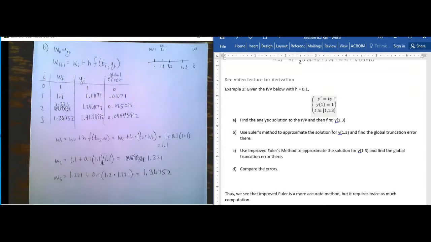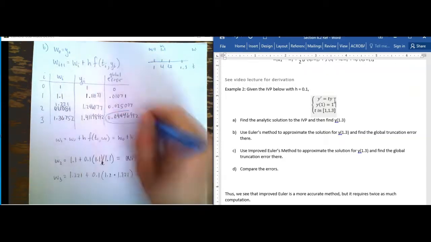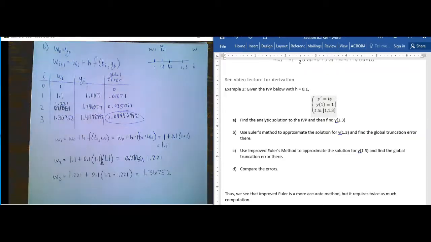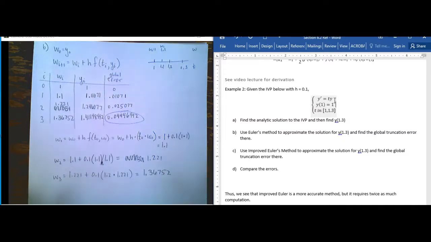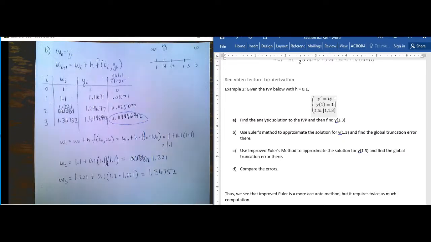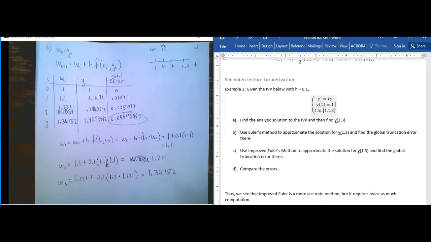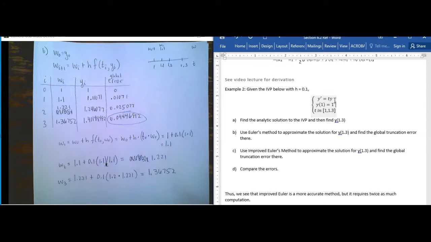So that's Euler's method. You can see here we're looking for the global truncation error at the last iteration. So by the time we get to the solution, we are going to be this much off, right? This much off, which is a pretty not too great approximation. Okay, not bad, but not great. All right. So now let's try improved Euler's method and see how that goes. Okay.